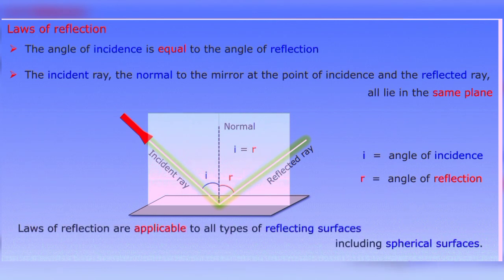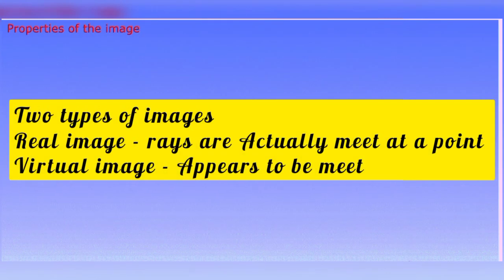Next topic is image. So generally, what is image? When we stand in front of a looking mirror, we see our face. The picture of our face in the mirror is known as the image of our face. Images are of two types. First is real image and second is virtual image.